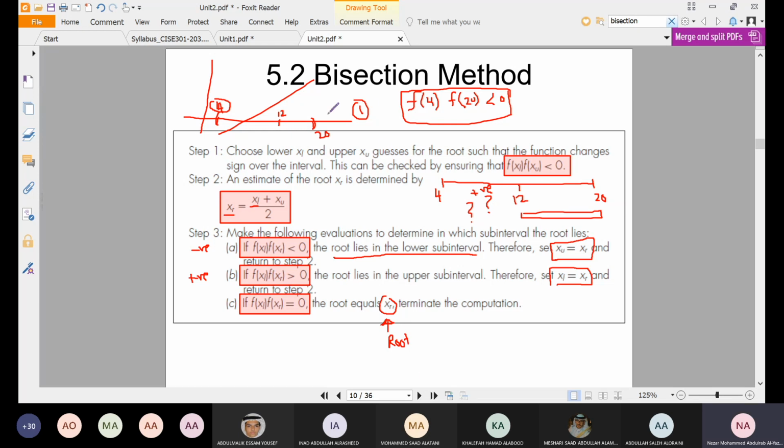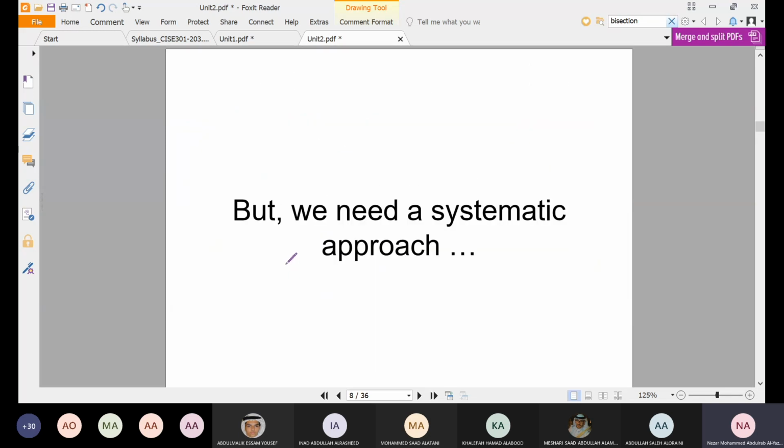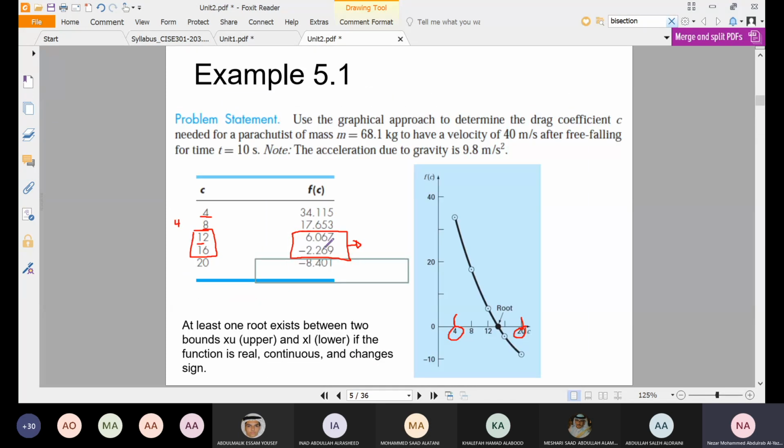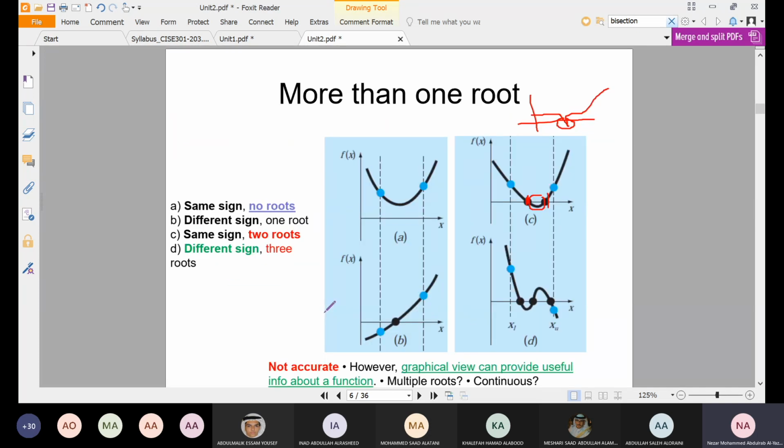Okay, so this method, one of the simple methods that we use, we can use to solve the problem that we have. If we get this, for example, here, or for example, we start from 4 to 20, so we try to have different step sizes to compute the roots.